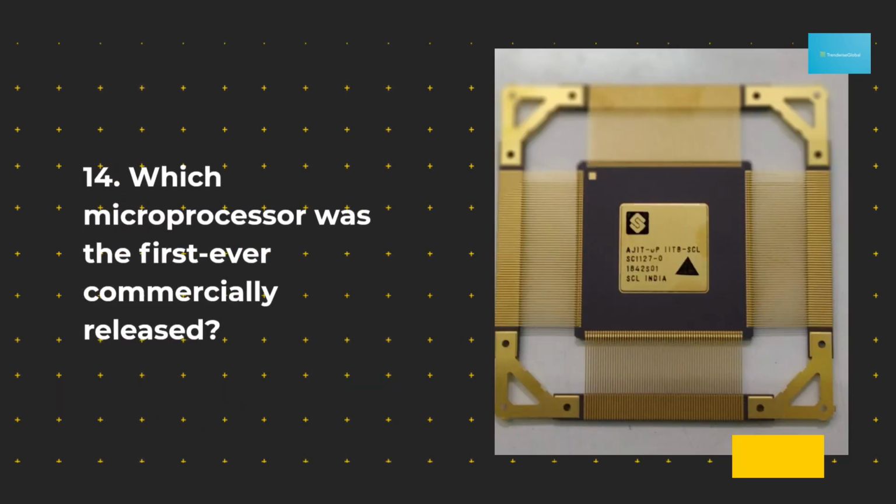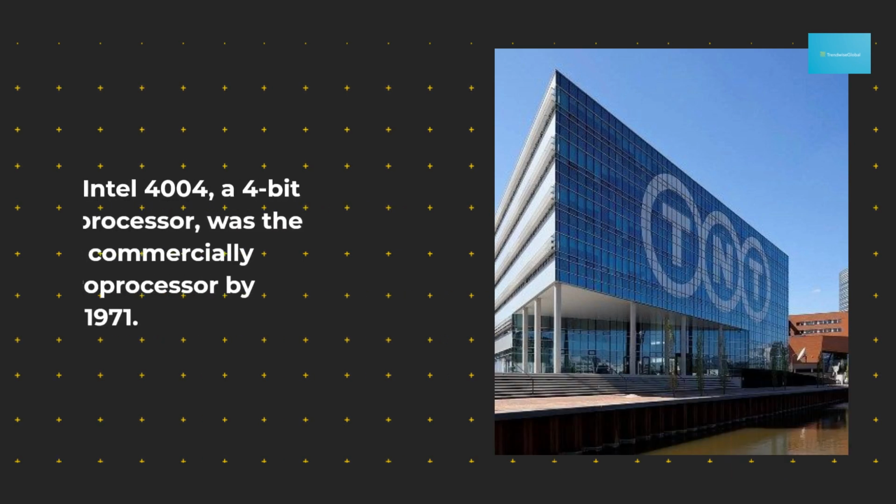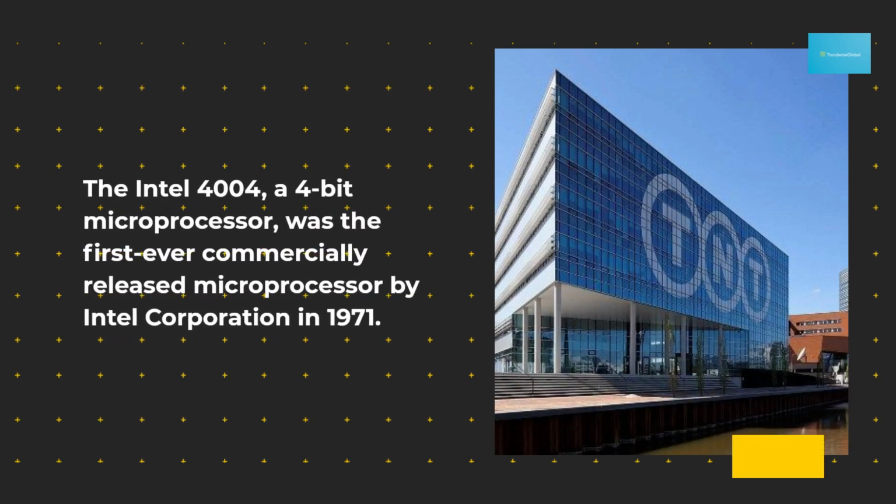14. Which microprocessor was the first ever commercially released? The Intel 4004, a 4-bit microprocessor, was the first ever commercially released microprocessor by Intel Corporation in 1971.